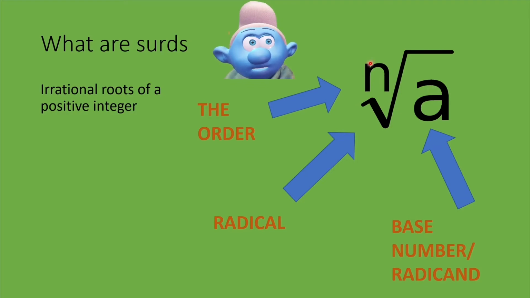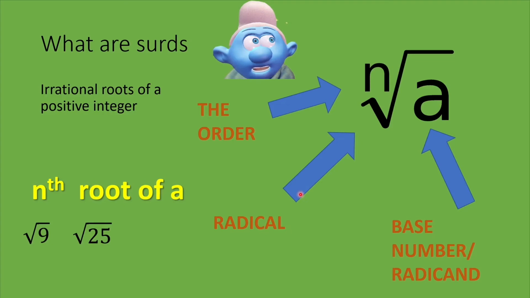The order tells us what to root by. For example, square root and cube root. The order will be the square and the cube. The radical is what identifies the surd, and the base number, or the radicand, is what is being rooted. Another phrase for this can also be the nth root of a.